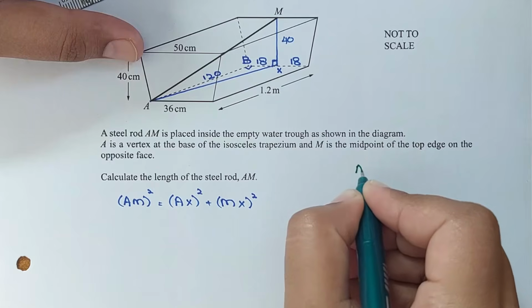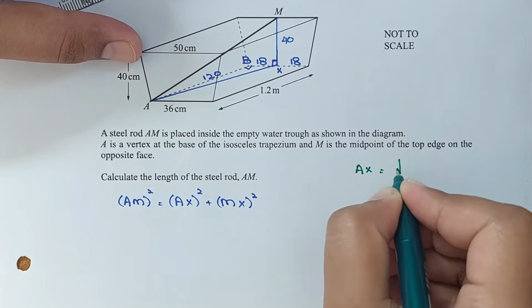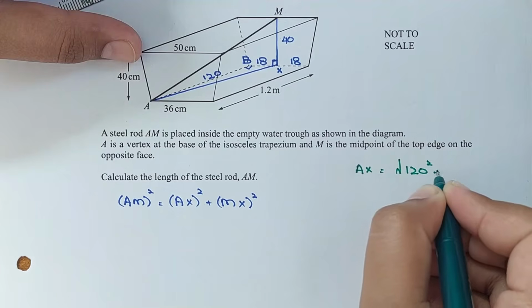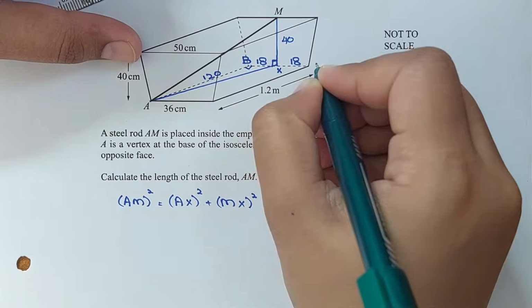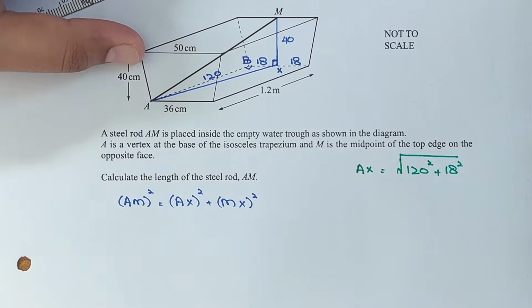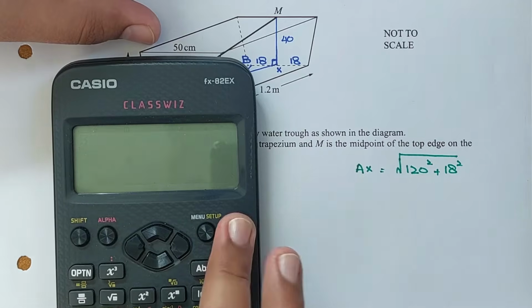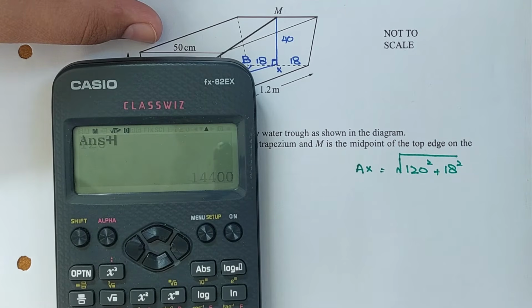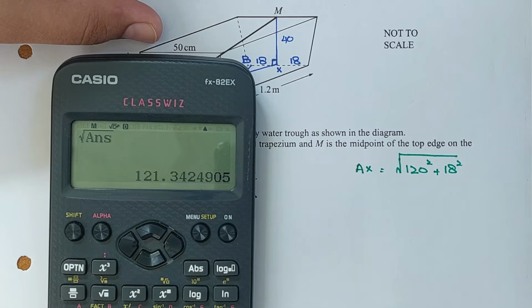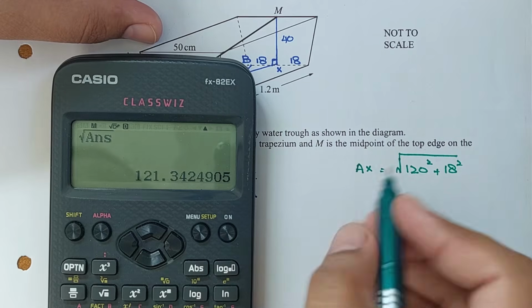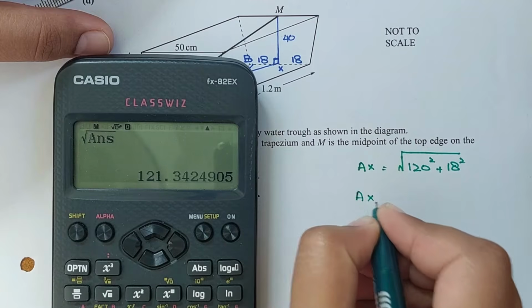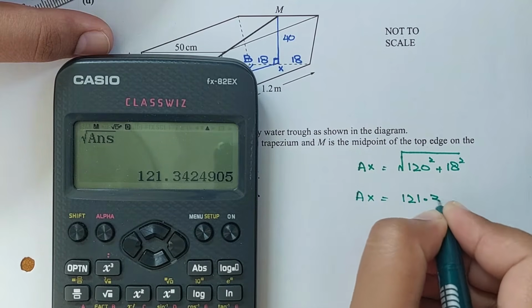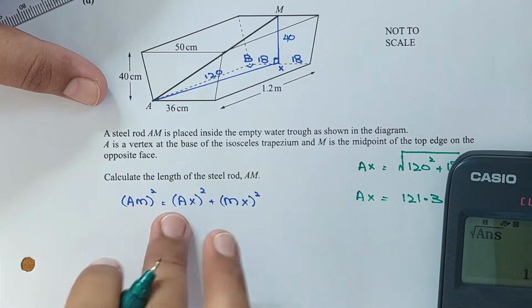The hypotenuse is AX. Yes, AX is equal to the square root of 120 squared plus 18 squared, right? Because this length is 120, this is 120 meters, converting into centimeters, right? So this would be 120 squared plus 18 squared, square root of the answer. This would be 121.24, that is AX. Let me substitute the AX value over here.